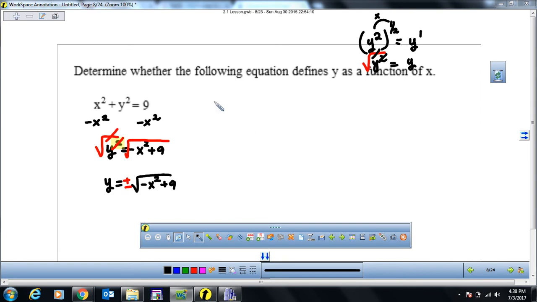Now I want you to try this. What happens now if I pick any value of x?